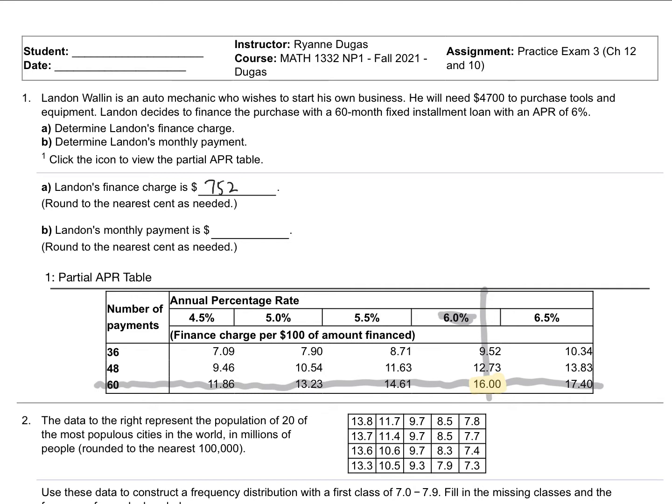Okay, so he's borrowing $4,700 and the finance charge is $752. So if you add those together, you will get $5,452, which is the total he will need to pay back. And the reason you need to do that is because you're going to use that to find the monthly payment. So now that you know the total he's paying back, you will divide that by the number of monthly payments he's going to have, so 60. When you divide that by 60, you get $90, and rounding to the nearest cent, 87 cents. That'll be his monthly payment.